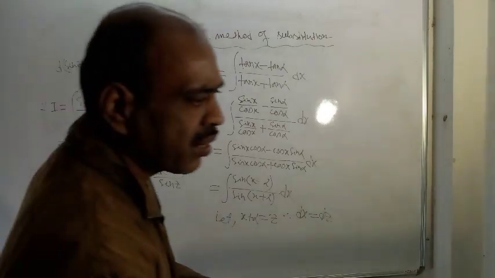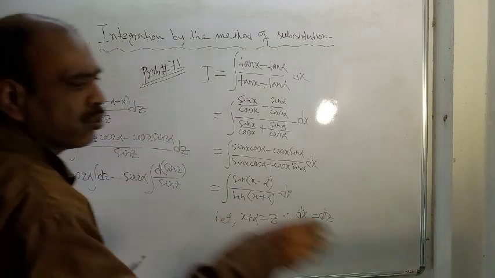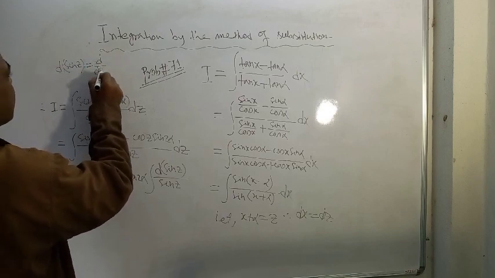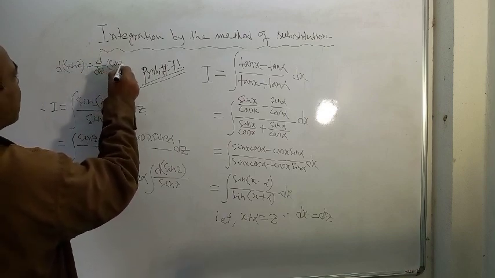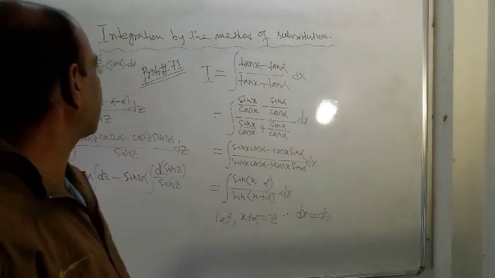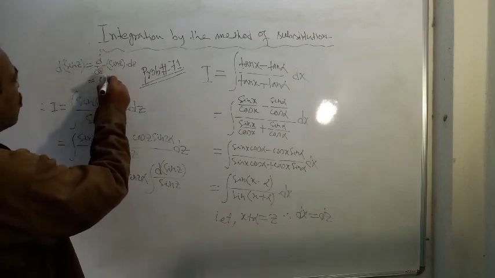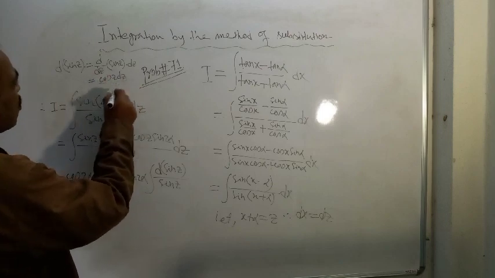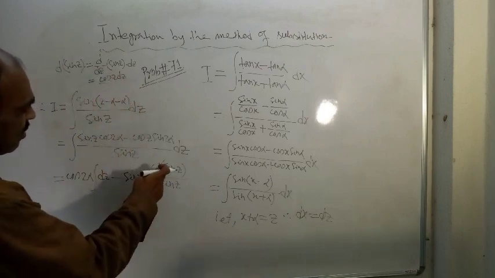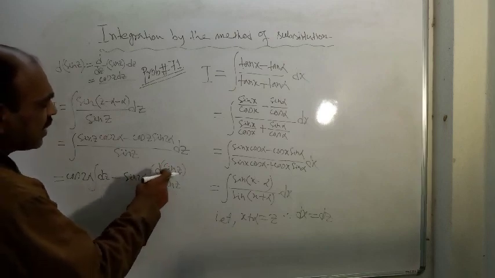See, I am showing you here d of sin z. This can be written as d by dz of sin z into dz. Can you write this way? d of sin z is equal to d by dz of sin z into dz, and d by dz of sin z is nothing but cos z. So cos z dz has been replaced by d sin z here. So this is in the form of what? dx by x.